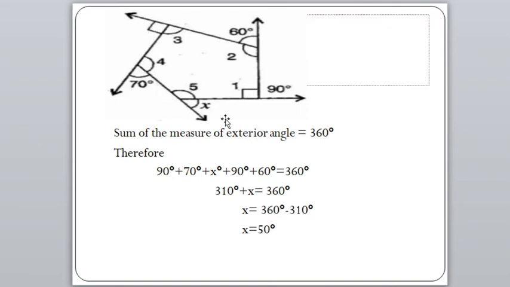Now we will add all these angles to find the measure of this unknown angle. The sum of the measures of the exterior angles is 360 degrees. Therefore 90 degrees plus 70 degrees plus x degrees plus 90 degrees plus 60 degrees equals 360 degrees. 90 plus 70 plus 90 plus 60 equals 310 degrees, so 310 degrees plus x equals 360 degrees. Then x equals 360 degrees minus 310 degrees, then x equals 50 degrees. So here we got the measure of the unknown exterior angle as 50 degrees.